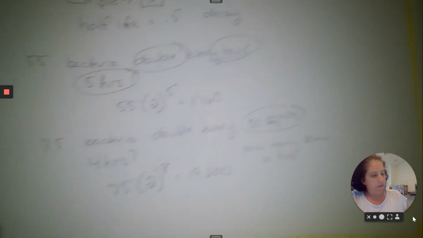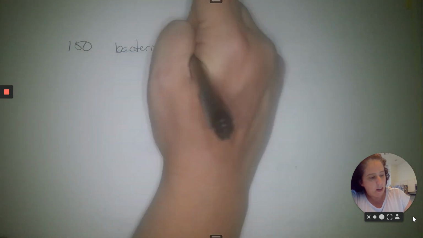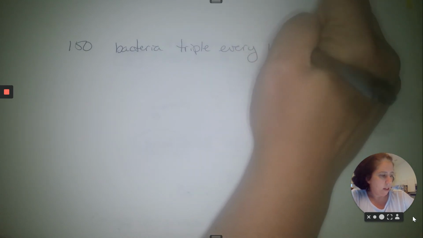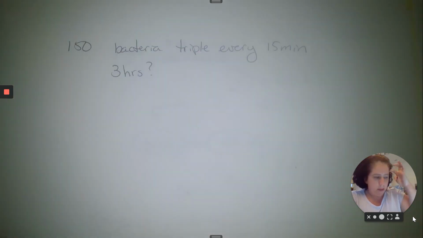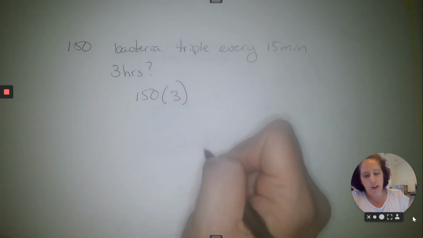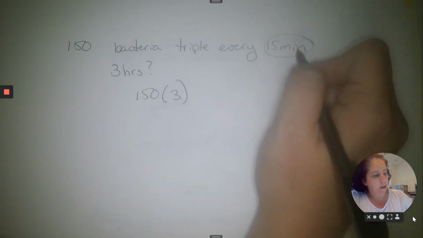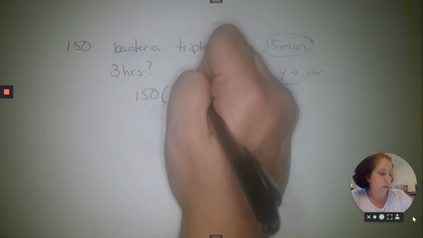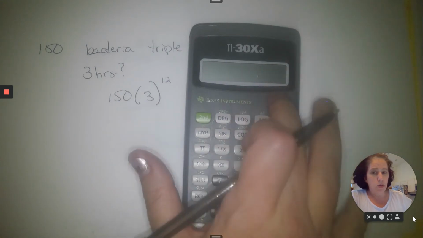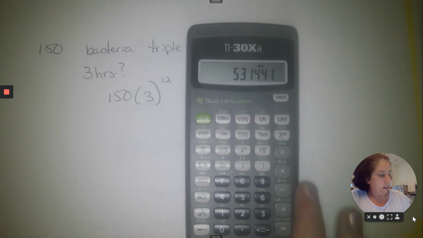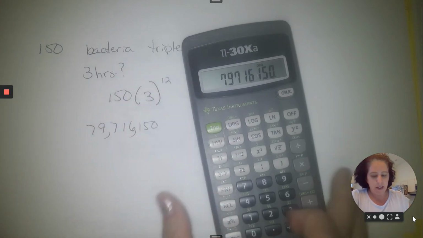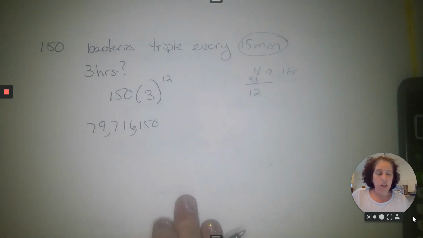Now let's do this last one. If I got 150 bacteria and they triple every 15 minutes, and I want to know how many in 3 hours. So 150, we're going to triple, so we're going to use 3. There are 15 minutes, so how many 15 minutes in 3 hours? There's 4 15 minutes in 1 hour, so we're going to multiply that times 3, so this is going to be 12. This is going to be a really big number. Guys, you're going to get big numbers on things like this, so just be aware. So 3 raised to the 12th power, times 150, is 79,716,150. That's a lot of bacteria.